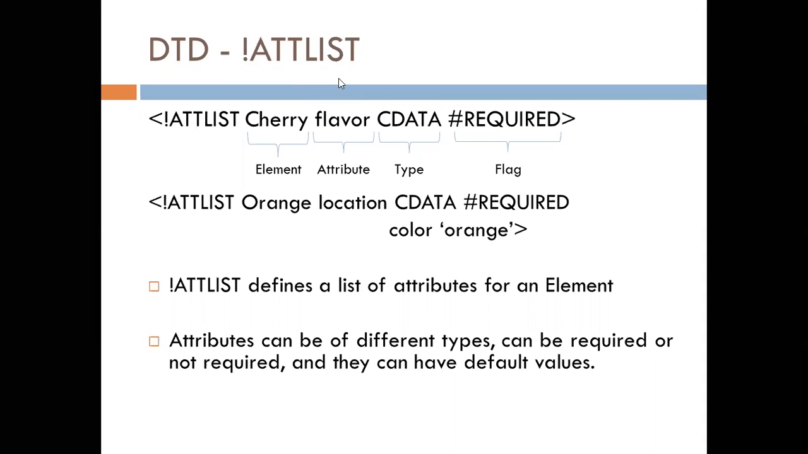Just like that, for attributes there is a syntax. ATTLIST, the element, which element it is, the name of the attribute, the type of the data, and a flag. ATTLIST defines the list of attributes for an element. Attributes can be of different types and they can be made mandatory or optional, and they can also have default values. If default values are there, they can be specified in the flag. And there are two types of data, that is CDATA and PCDATA, which are character data and parsable character data.